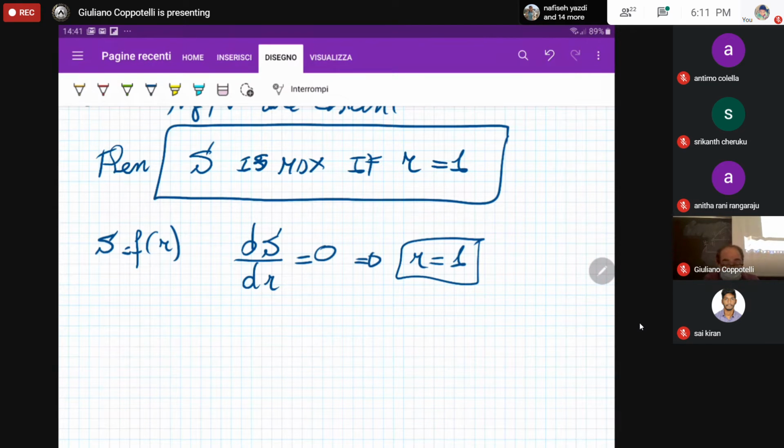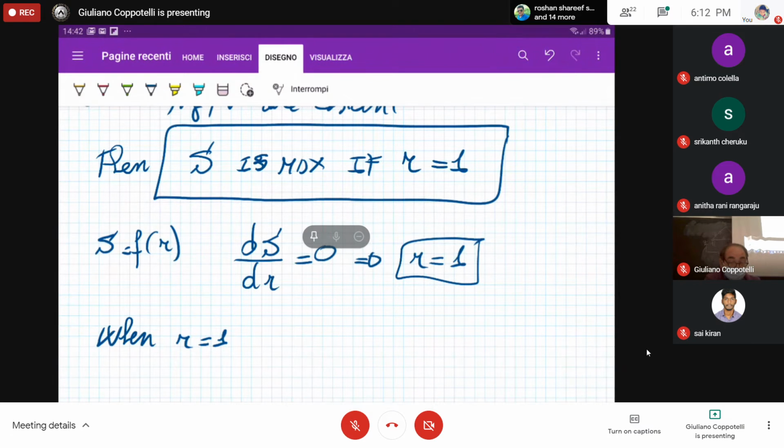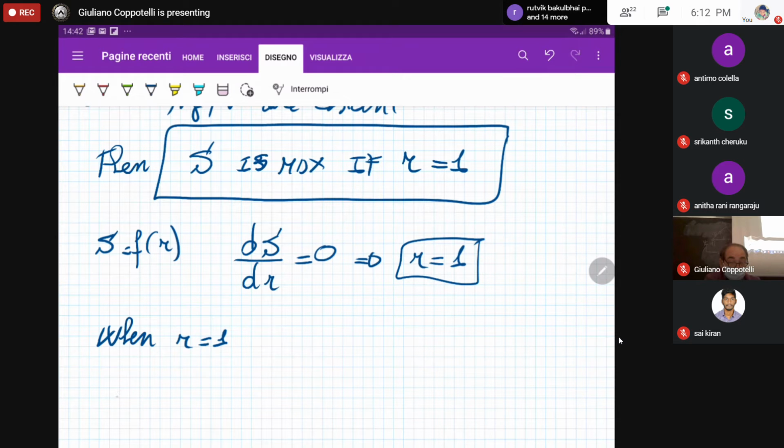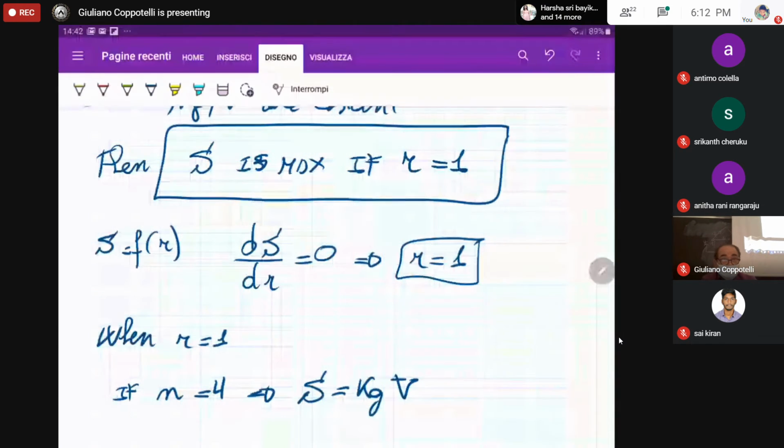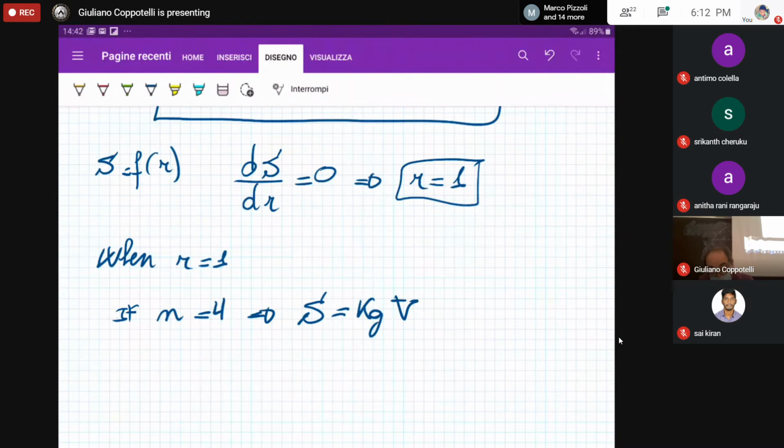So when R is equal to 1, that is the optimal condition, the maximum sensitivity condition for your strain gauge measurement circuit based on the Wheatstone bridge, we can say that if the number of legs is equal to 4, then the sensitivity is equal to kg times the tension V, because R is equal to 1. And that is the full bridge configuration.